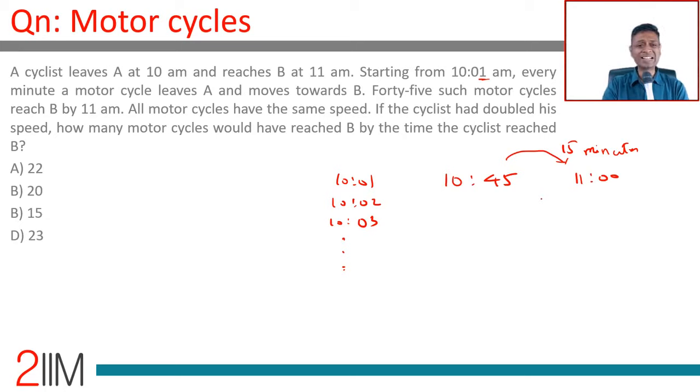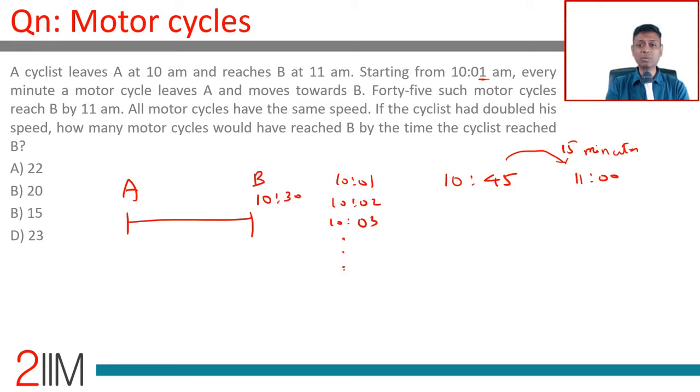Wonderful. The cyclist had doubled his speed. How many motorcycles would have reached B by the time the cyclist reached B? So the cyclist leaves at 10 and reaches at 11. If he doubles his speed, then he would start at A and reach B by 10:30.